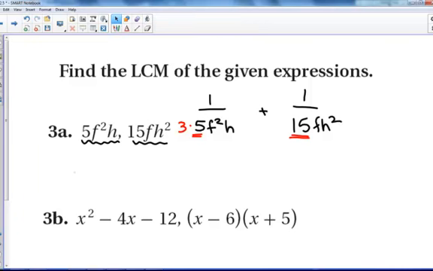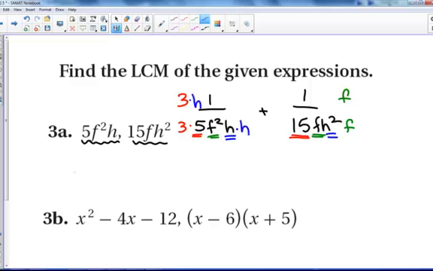Now, if you look at the letters, I have an f squared and an f. So this one needs an f. And what you do to the bottom, you have to do to the top. And then for my other letter, h, this is an h squared. This is just a single h, so I need to multiply an h. I need another h. So my least common multiple is the smallest thing that makes these numbers the same. It would be 15 f squared h squared.